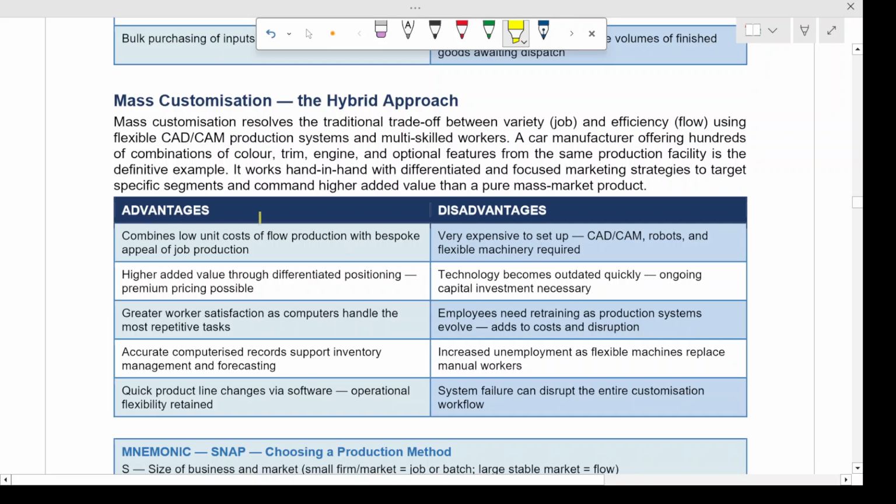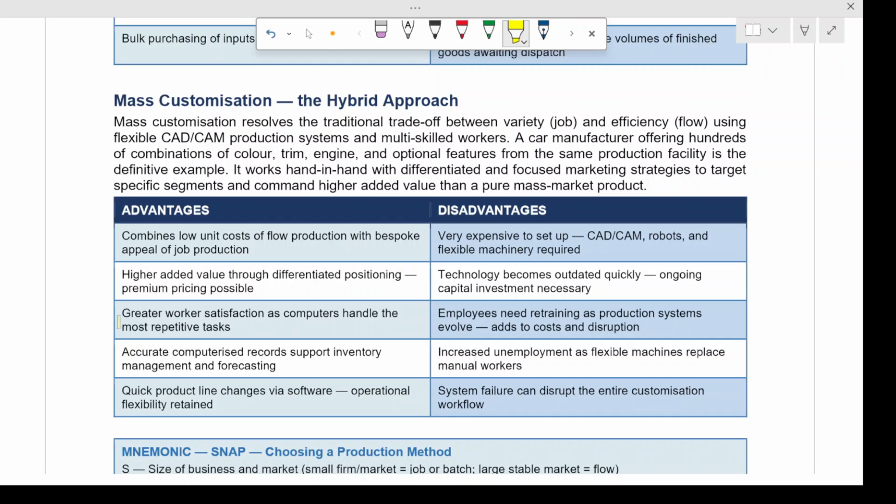So moving on to the advantages and disadvantages, it combines low unit cost of flow production with bespoke appeal of job production, as I just discussed. Higher added value through differentiated positioning, premium pricing is possible. So when you offer this, it will lead to higher added value, which would lead to differentiated positioning in the market. And as we discussed, it would lead to premium pricing, which means your profit margin goes up.